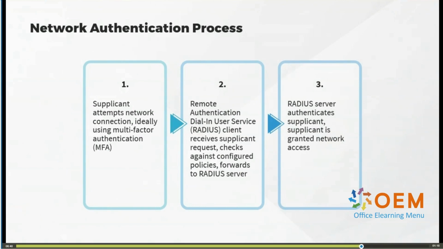In step 3, the RADIUS server would authenticate the supplicant, and the supplicant is then granted network access, and at that point they would be configured with the appropriate TCP/IP protocol stack settings, like an IP address, a subnet mask, DNS server, a default gateway, and whatnot.